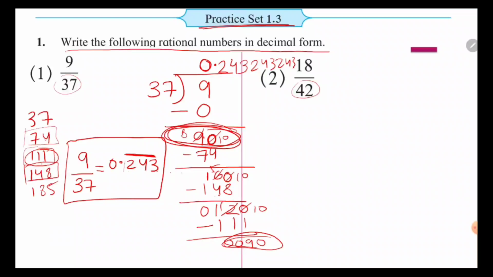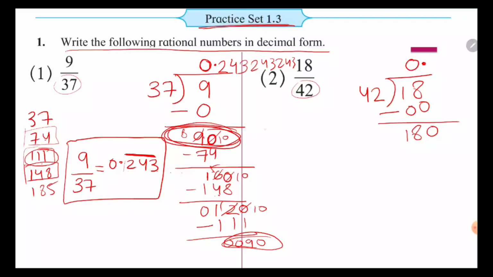Now next sum will be what? 18 upon 42. So 42 will be outside, 18 will be inside. Again, 18 does not appear anywhere in the table of 42, so we will be putting 0 here. Okay, so 0 0. Now 180, and now I'll be putting a 0 from my side, and if I put a 0 from my side, there is a decimal point over here. Okay, so I know that 42 4's is 168.